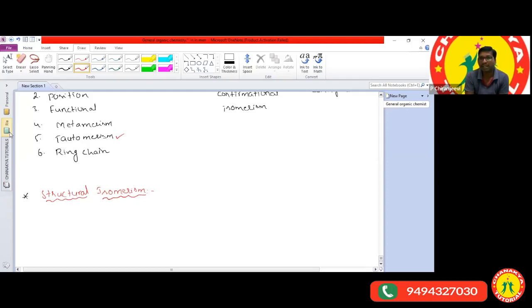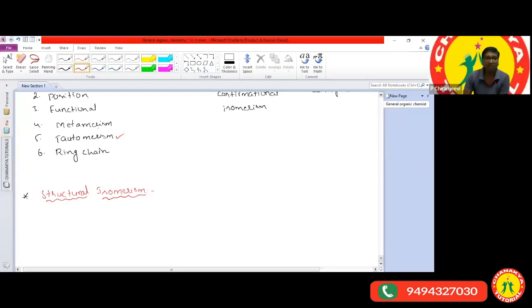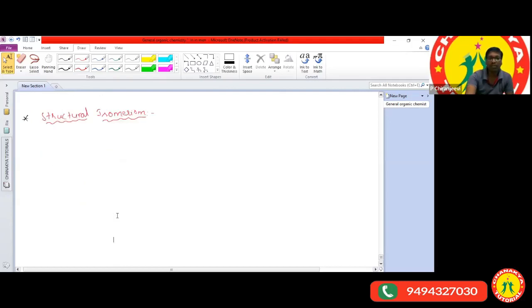Now you got the clarity, Sriveda? Yes, sir. Okay, so right now we'll go for the next concept. We are going to study structural isomerism. Under structural isomerism, we are going to study chain isomerism, position isomerism, functional isomerism.